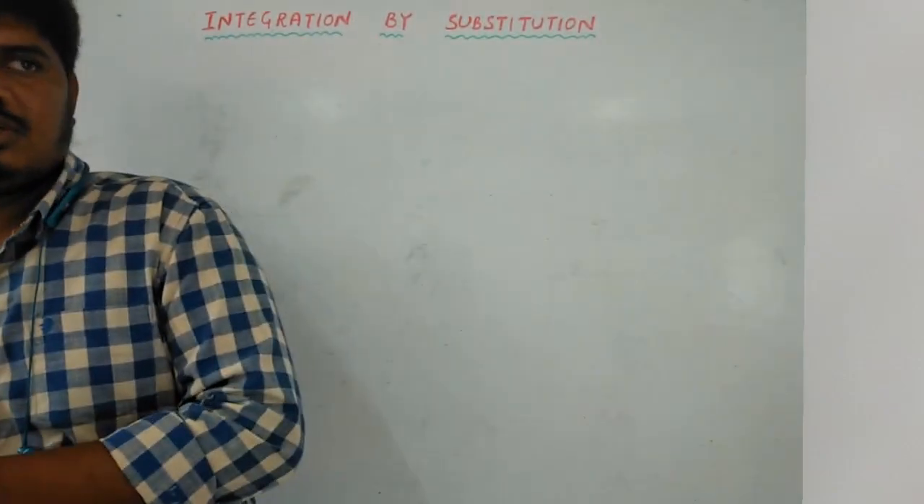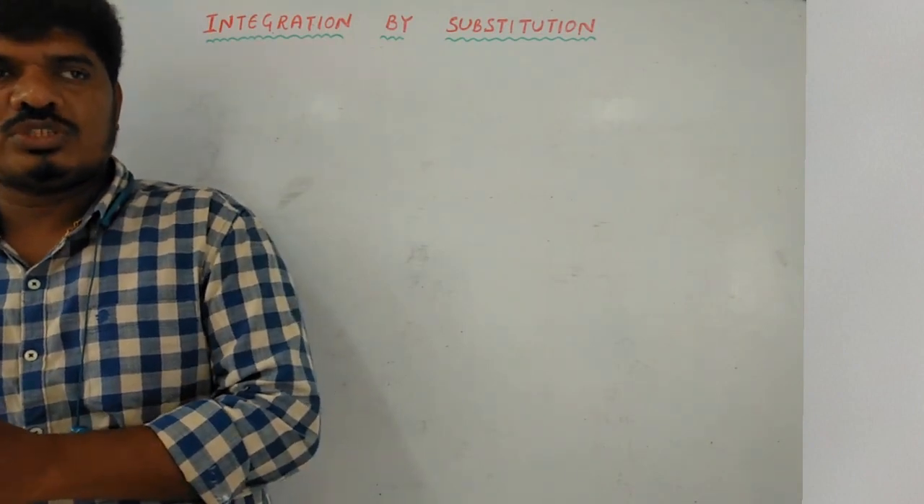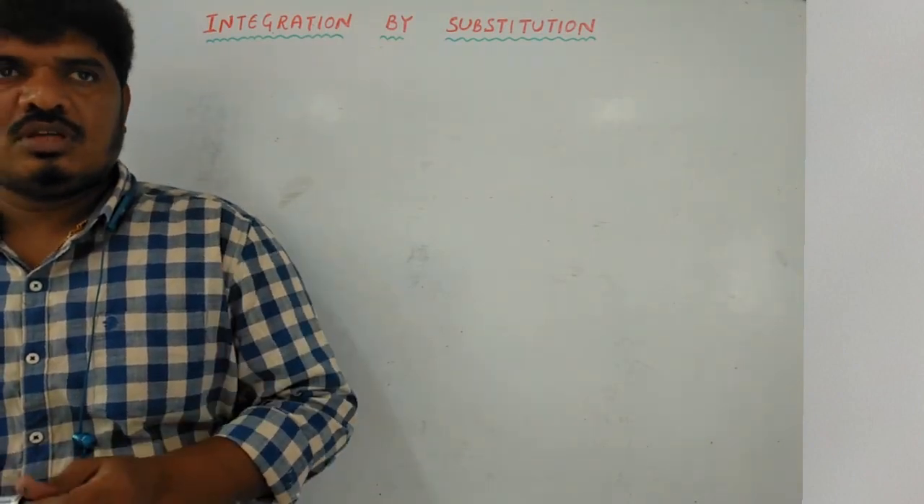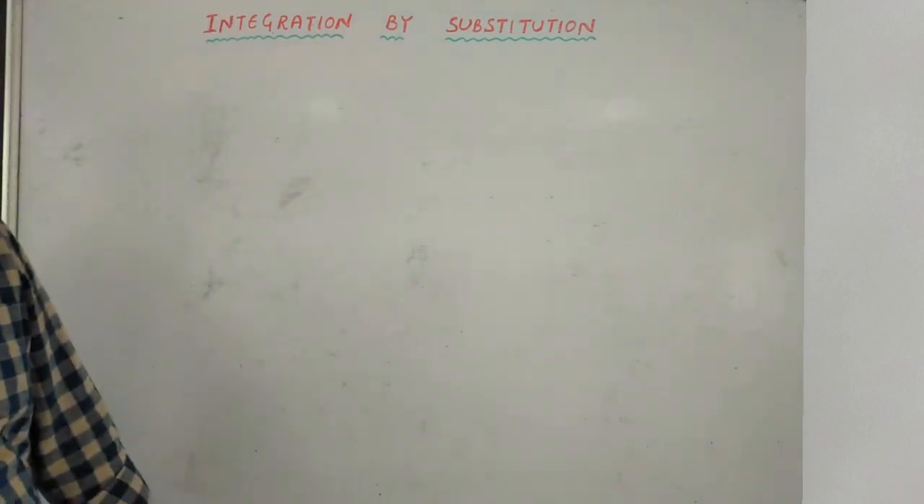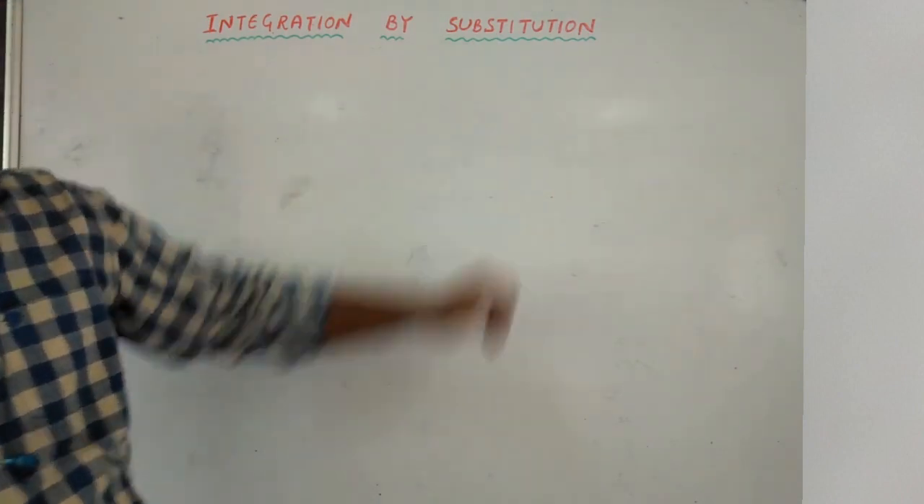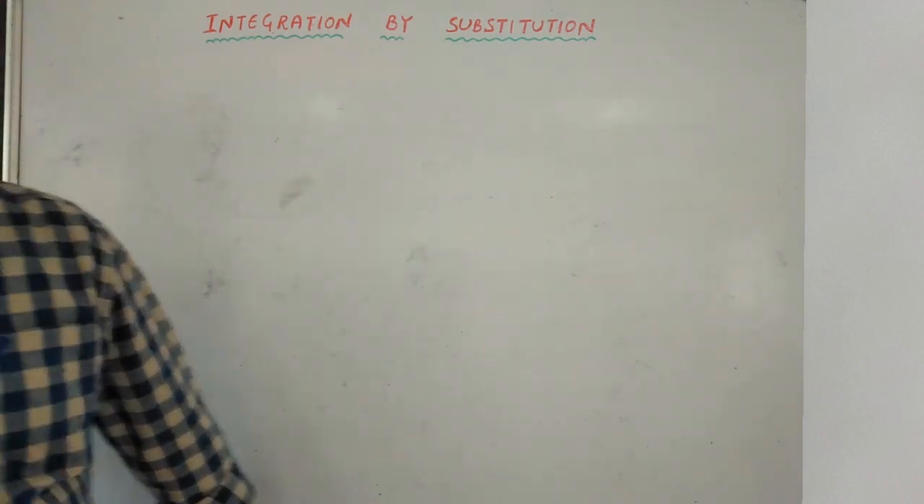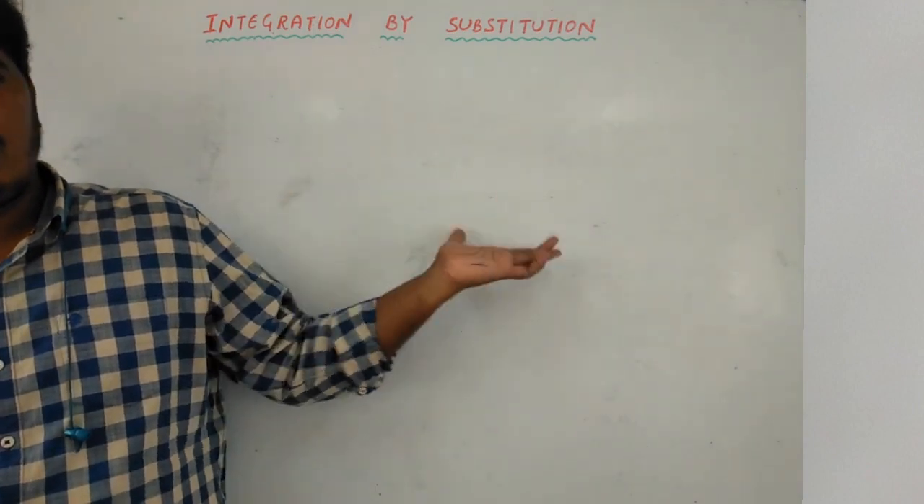Already we finished that first exercise. Before starting the second exercise, I will tell some examples. The second exercise will be done by the substitution method. Here, in most of the problems, you see two functions.